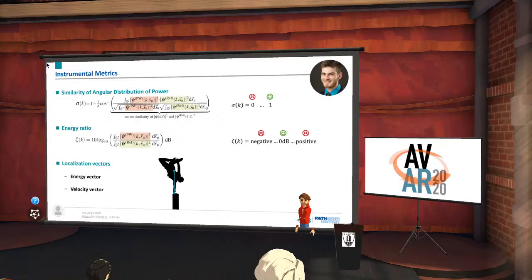What we also plot here in the signals, in the following, are the localization vectors, which are basically a very simple summing localization model. The energy vector is the center of gravity for the energy distribution, and the velocity vector is the center of gravity for the amplitudes.